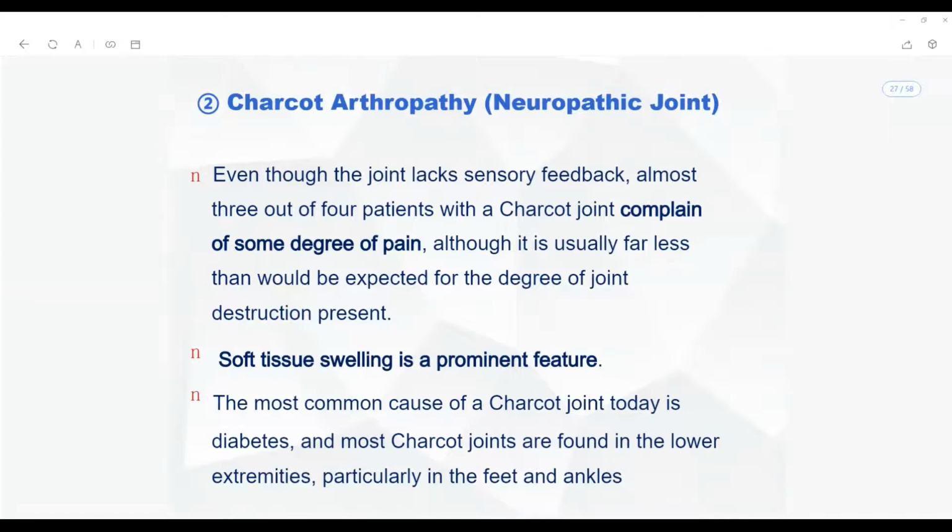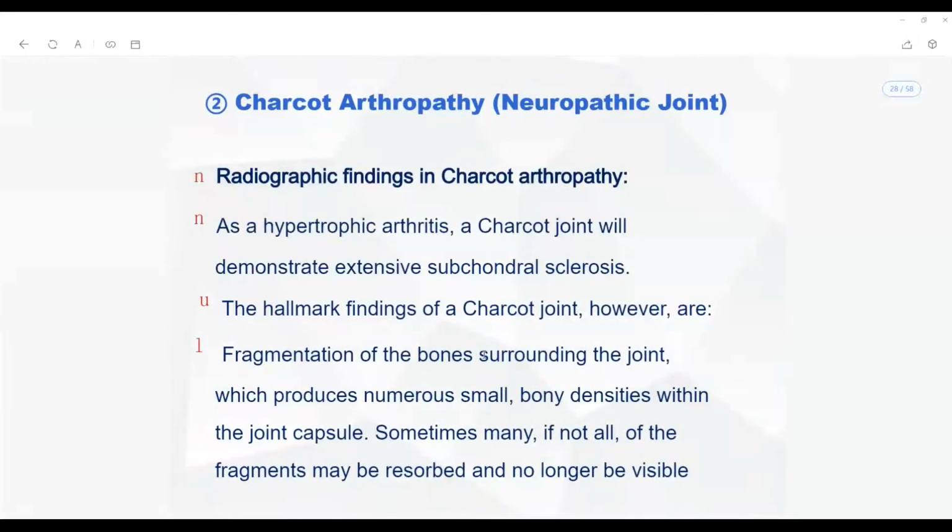So, Charcot joints are generally found in ankles and feet, and this increased autonomic function is going to cause the microfractures, which is going to cause pain along the joints. And that is called Charcot arthropathy, right? Radiographic features: they will also demonstrate extensive subchondral sclerosis, right? But it is not the hallmark. The hallmark feature of Charcot joints is the fragmentation of the bones.